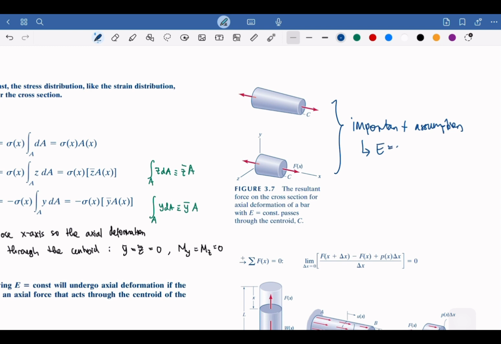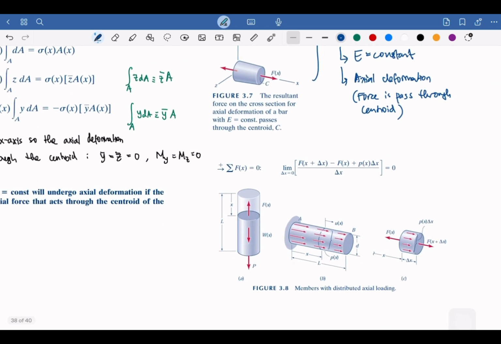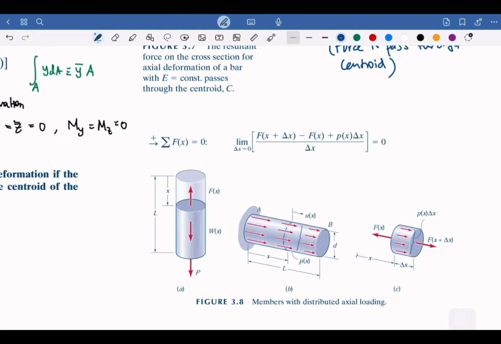So E is constant, and then axial deformation, the force passes through the centroid. So then by taking these assumptions, we take the distributed loading, and we are going to take the equilibrium for the x-axis.